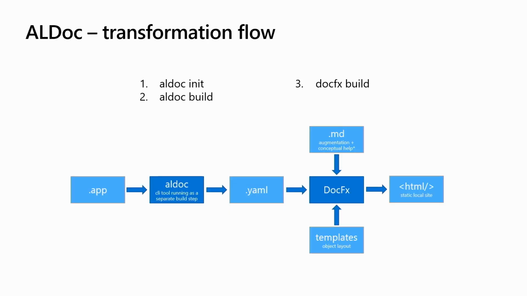Let's talk a little bit about how it works, and then I will demo it. This is all about transforming information stored in an app file into HTML as a static website. And we have added this new tool, ALDoc. It resides in the v6 next to the ALC. And it has two primary commands. One which is called ALDoc init.